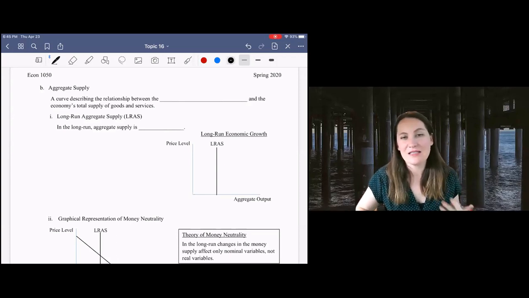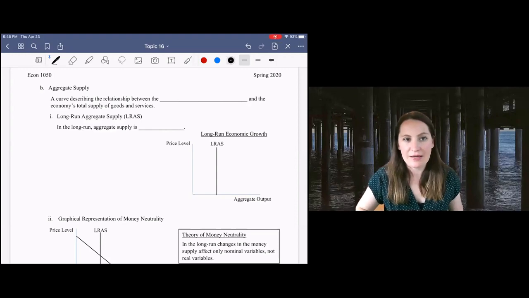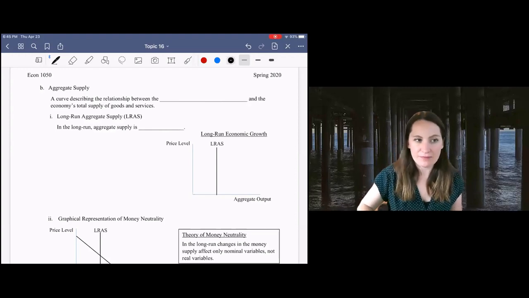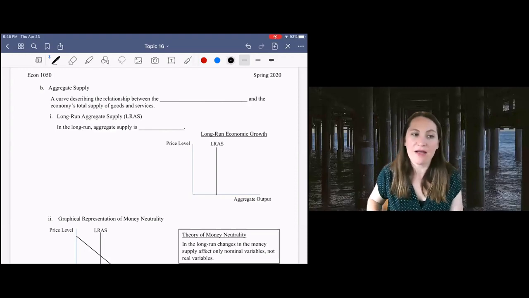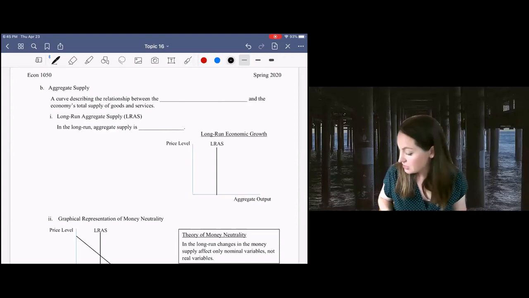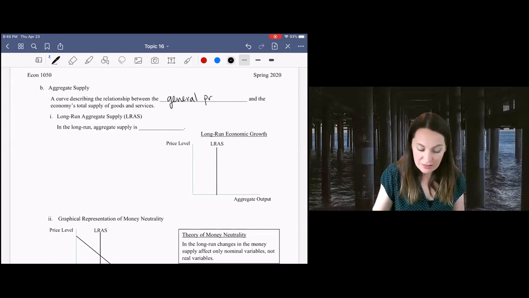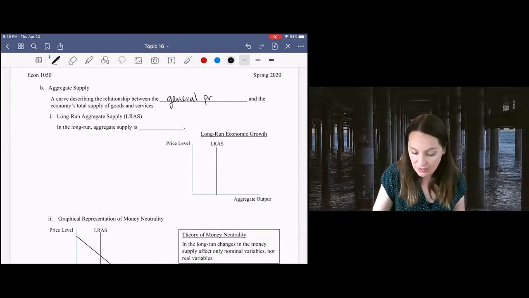In this video, we're going to start talking about aggregate supply. Aggregate supply is total production within our economy. And remember, in this model, we're interested in thinking about how total production is related to the general price level. So here, our aggregate supply curve will represent the relationship between the general price level and the total quantity of goods and services supplied or produced within our economy.